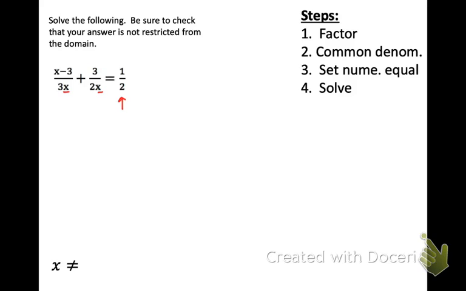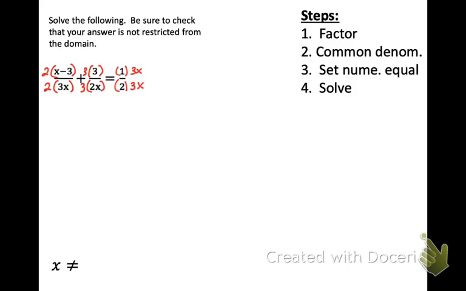So this first fraction, I'm going to multiply the top and the bottom by 2 so that I have 6x on the bottom. The second fraction, I'm going to multiply the top and bottom by 3 again so that I have 6x on the bottom. And the last one, I'm going to multiply the top and bottom by 3x. Remember, I needed to put an x in that one so that it will be 6x.